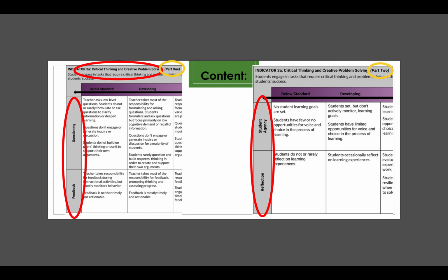Page 1 focuses on the teacher's pedagogical moves that promote critical thinking and creative problem solving. Those moves are questioning and feedback. Those teacher pedagogical moves are near the top in research for their impact on student learning. Page 2 makes a shift to focus on student behaviors with critical thinking and creative problem solving. All four descriptors are considered together for 3A.